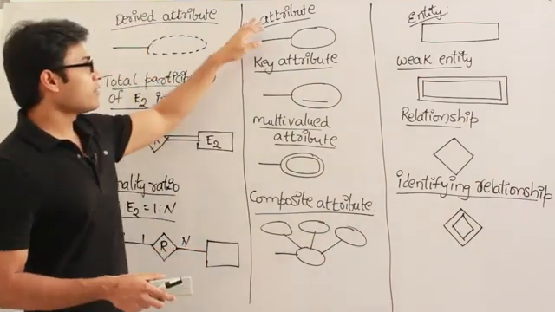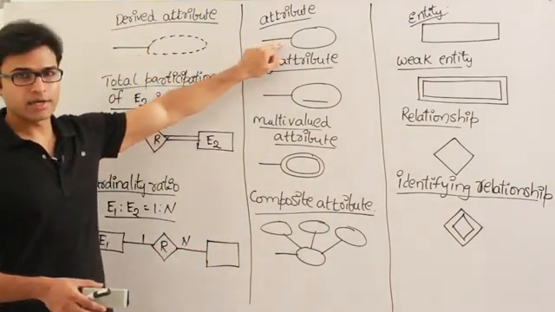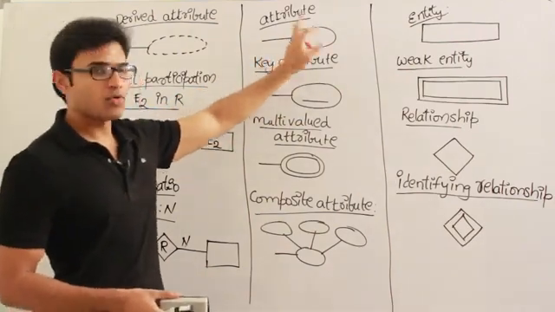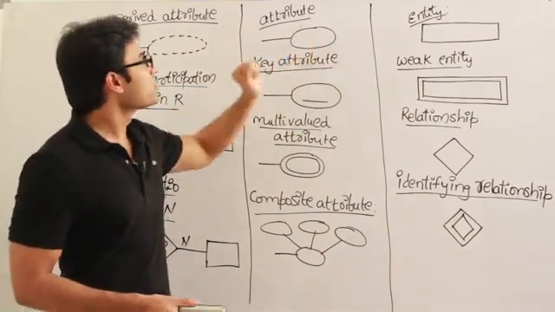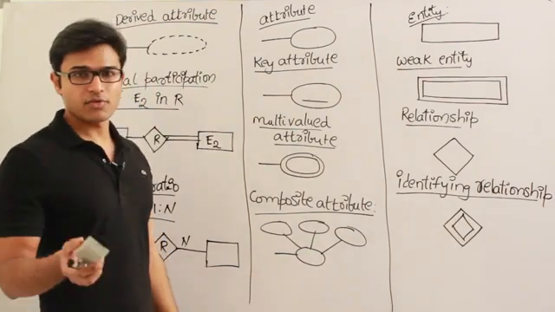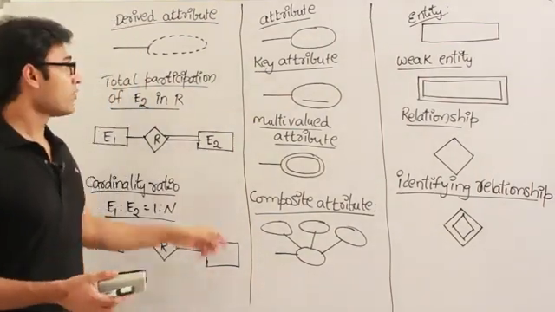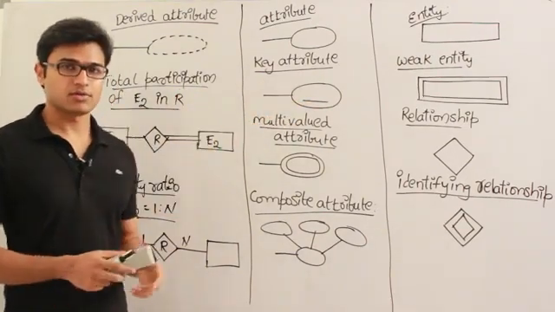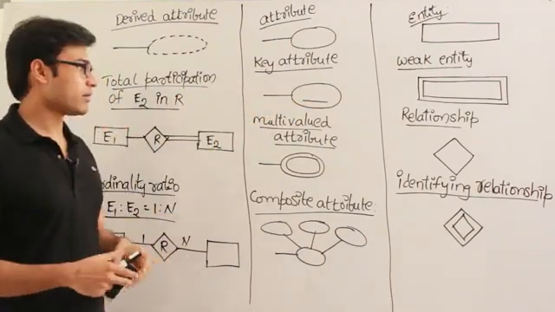And an attribute is generally attached to any relationship or entity, any of these four, using a line and then an oval. This oval symbol is going to represent an attribute, and there are various types of attributes, as you know. One is the key attribute. A key attribute will always be underlined, so the underline indicates that it is a key attribute.